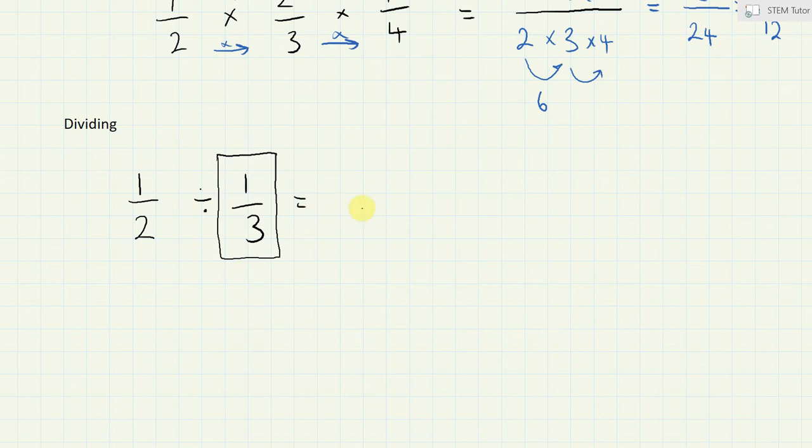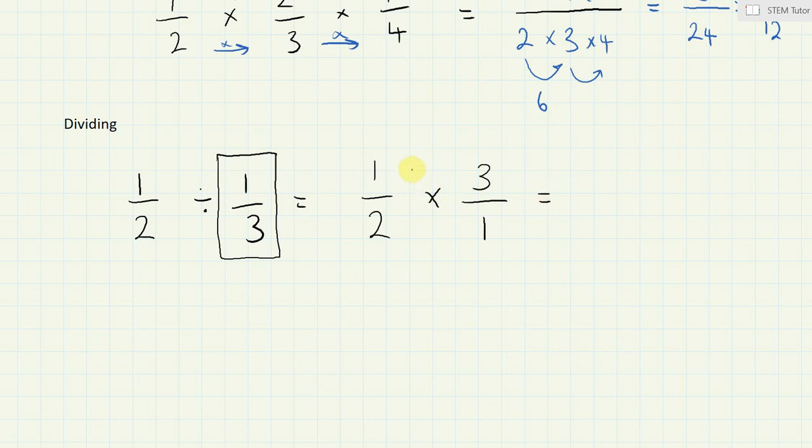Now what you do is you rewrite this question. The half remains as it is. The 1 over 3 gets flipped upside down. In maths we say we take the inverse of this fraction. So 1 over 2 remains the same, 1 over 3 becomes 3 over 1, and you multiply the fractions together.